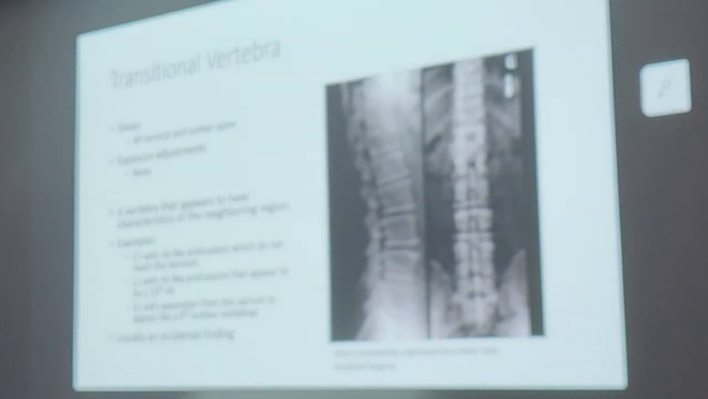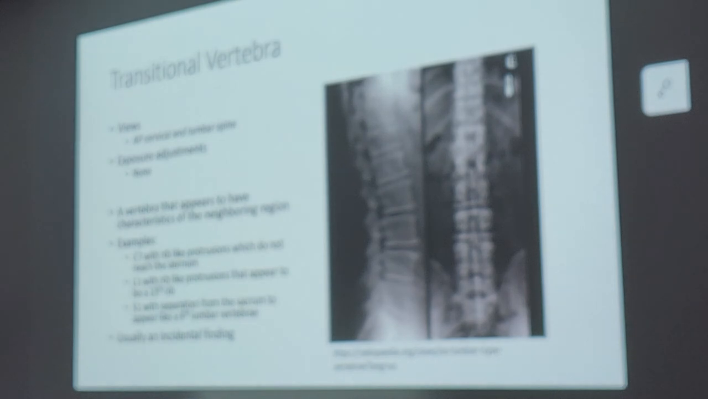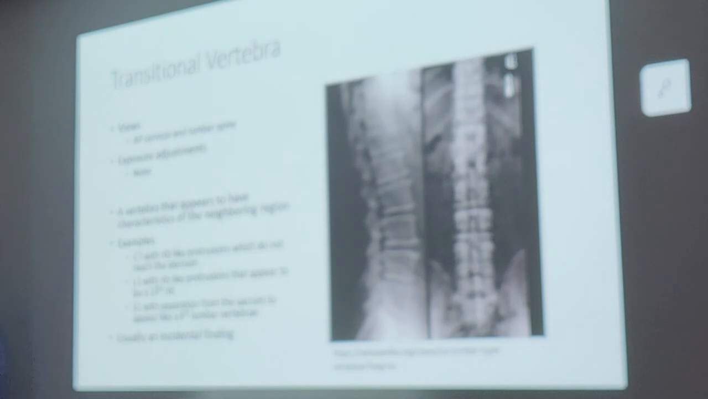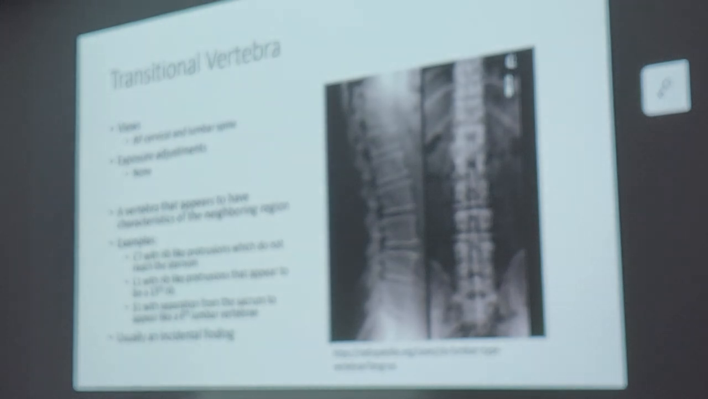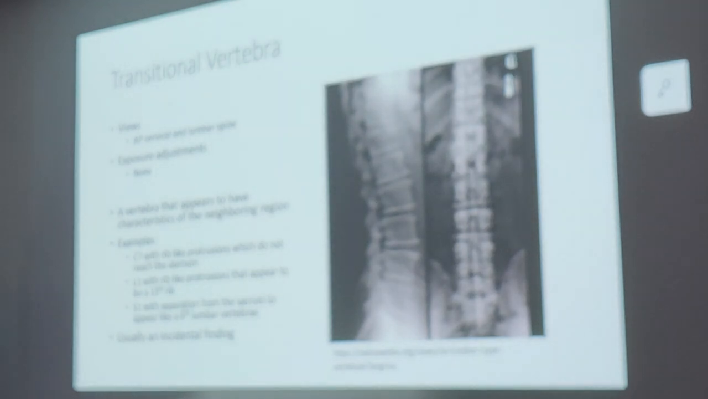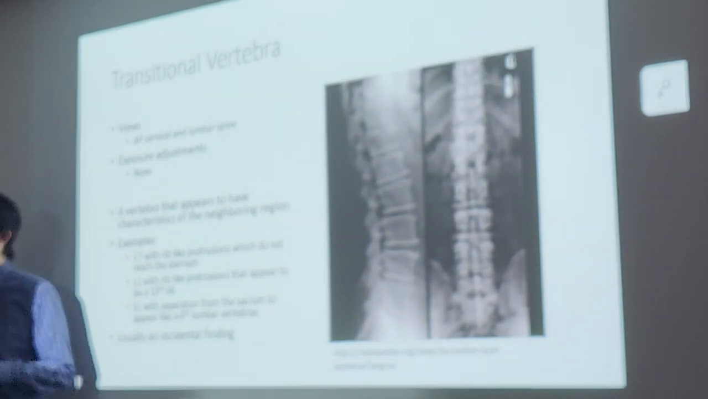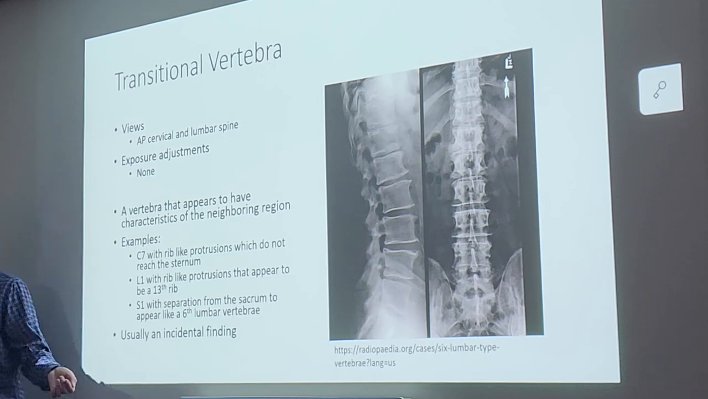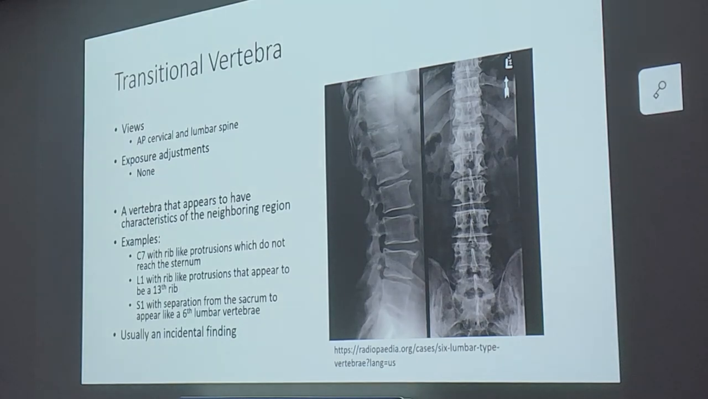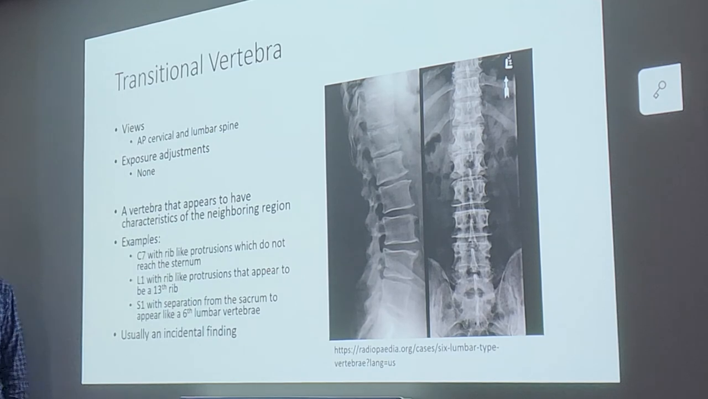Okay, and the final one to discuss are going to be those transitional vertebrae. So transitional vertebrae, these are not actually a pathology. It doesn't actually cause anything bad for the patient. Usually, we're not even looking for this at all. It's just something that we do an X-ray for a different reason, and then we just happen to notice that there's a transitional vertebrae. So it's not anything that would cause the patient harm or injury. It's just there.